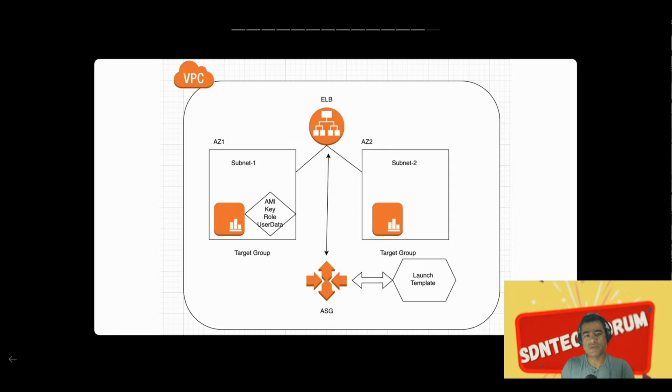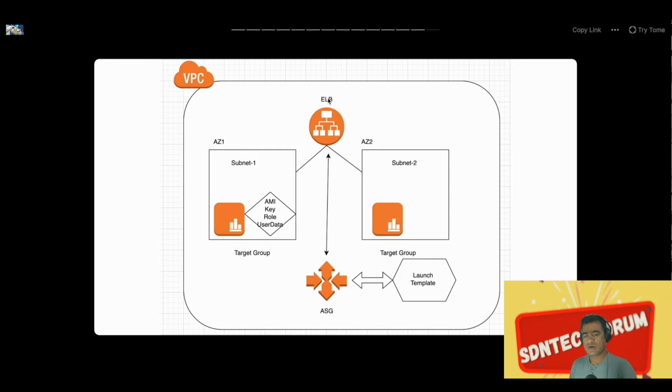So we have a VPC. Within the VPC, we have two public subnets, subnet 1 and subnet 2, in two different AZs, where we have an EC2 instance, which is running some kind of application. And this application is served, or front faced, by an ELB, Elastic Load Balancer. So that gives you high availability.